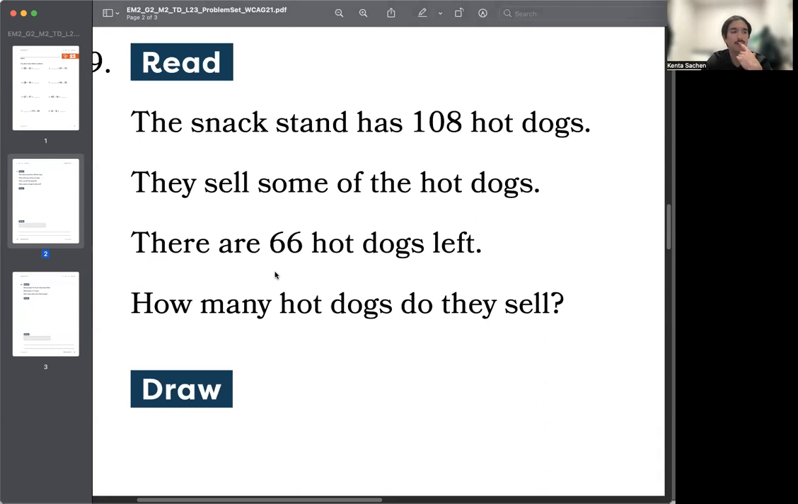Let's read that one more time. So imagine, right? The snack stand has 108 hot dogs. They sell some of those hot dogs. And afterwards, there are 66 hot dogs left. Those are the ones that didn't sell, right? Question's asking, how many hot dogs did they sell? That's the part we don't know yet.